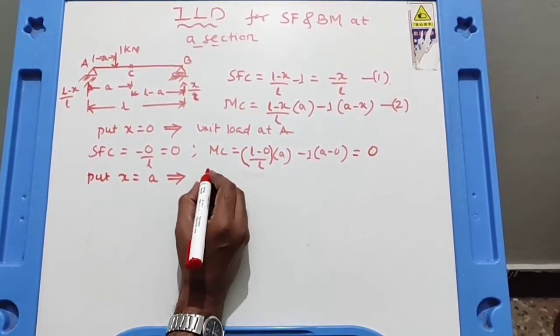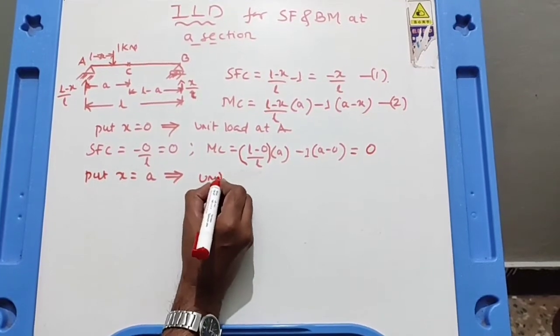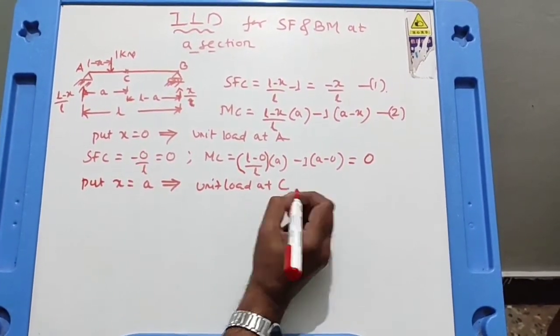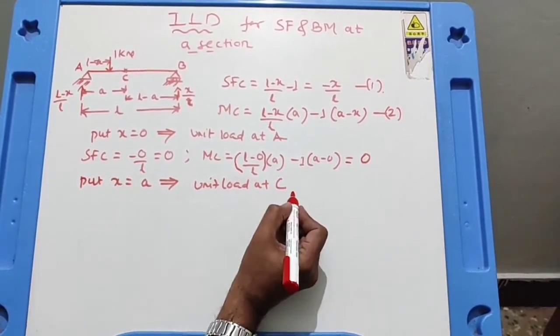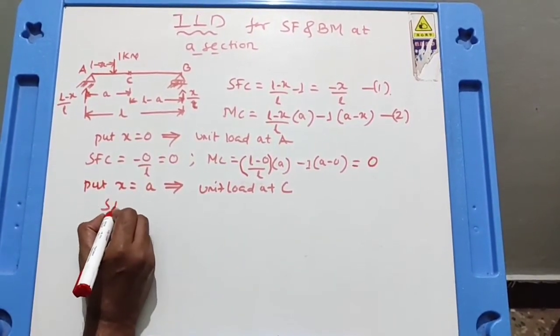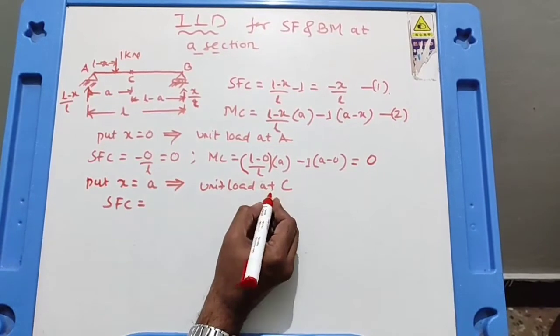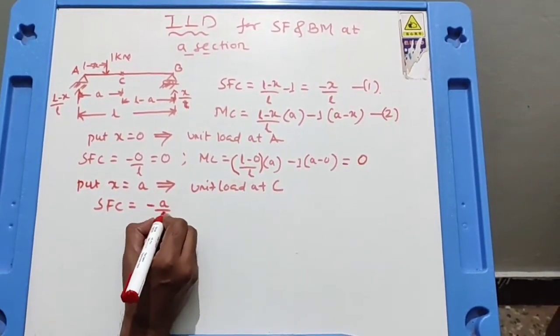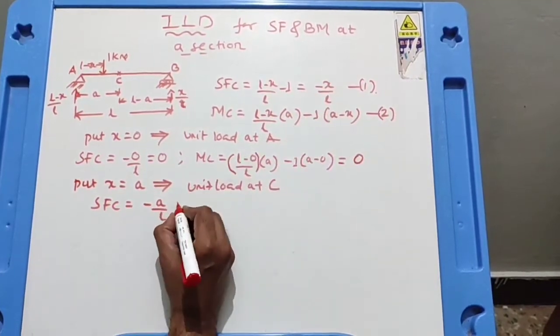That means where the unit load is now? Unit load at C itself. When you put x is equal to A, unit load is at C. So what is shear force at C? Substitute x is equal to A. So when you substitute x is equal to A, minus A upon L, because x is equal to A. So this is shear force at C.